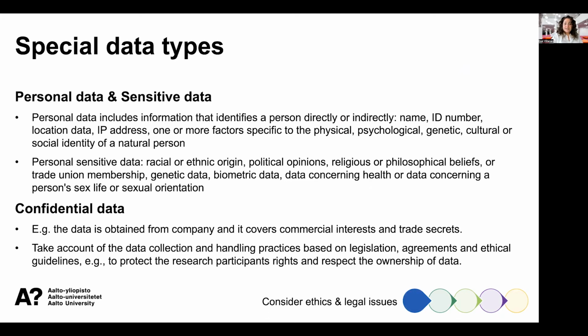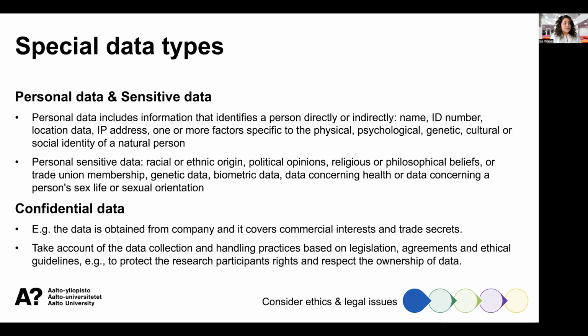So these are the special data types that you should be mindful of if working with. So first is personal data. So that is data that includes information that identifies a person directly or indirectly. So this could include a name, ID number, location data, IP addresses, one or more factors that are specific to their physical, psychological, genetic, cultural, or social identity of a natural person. So keep in mind, though, that a single factor might not be used to identify an individual, but it doesn't take that many factors when provided together to identify a person.